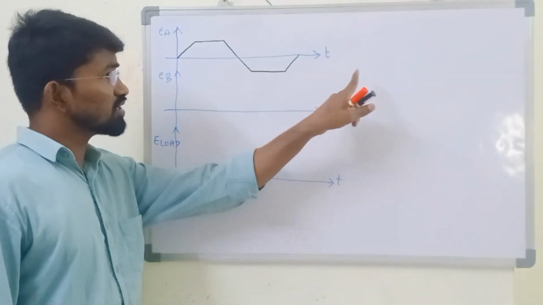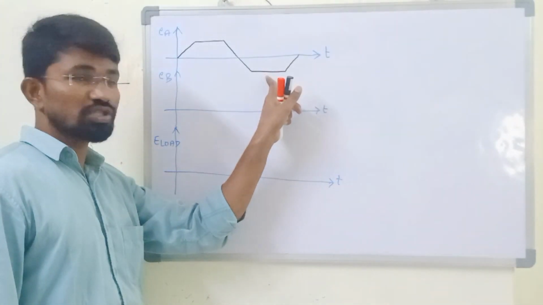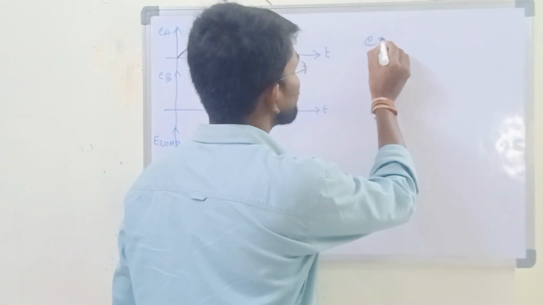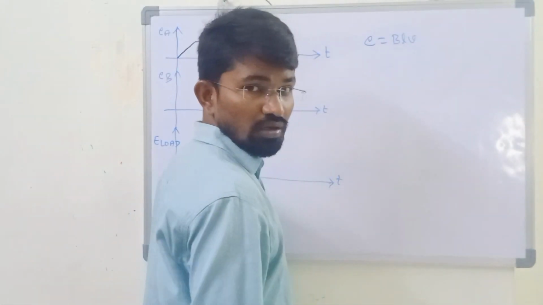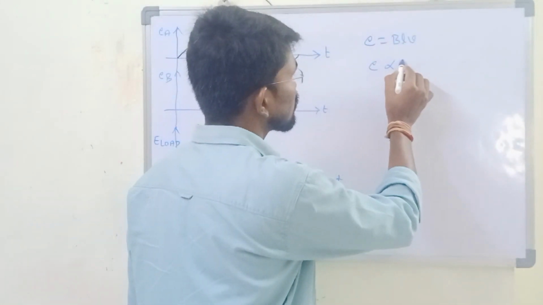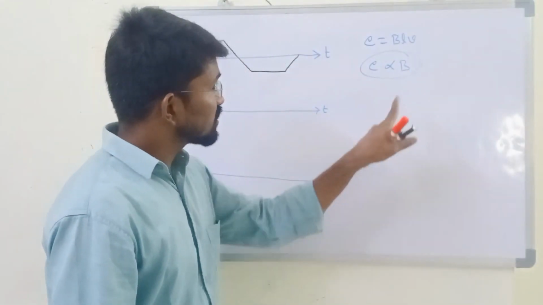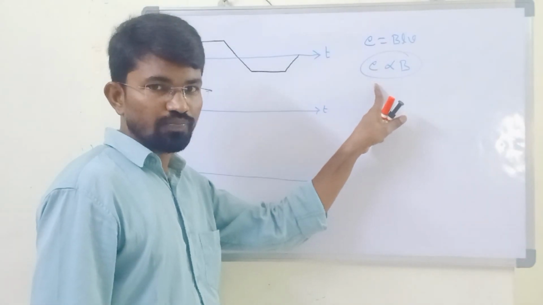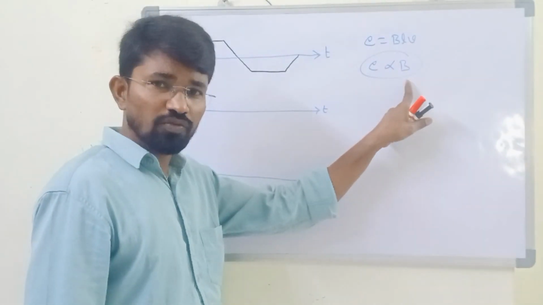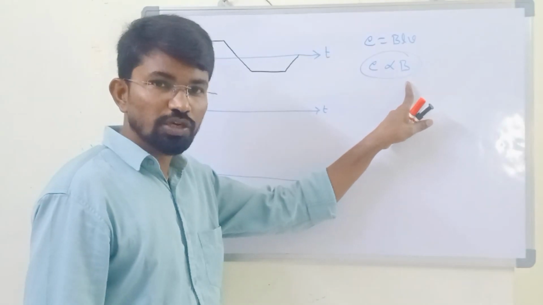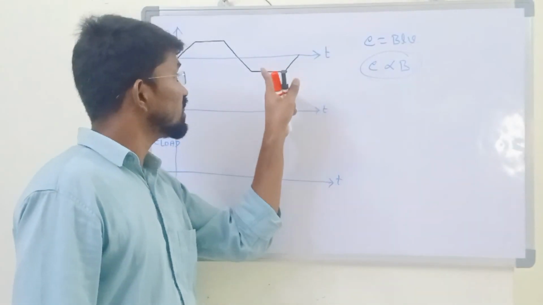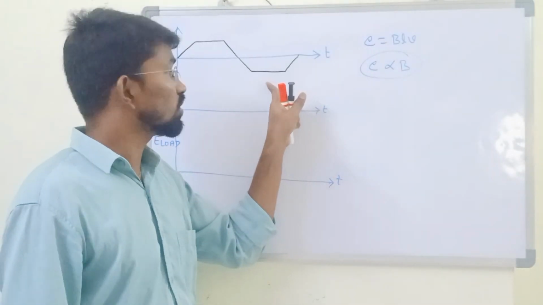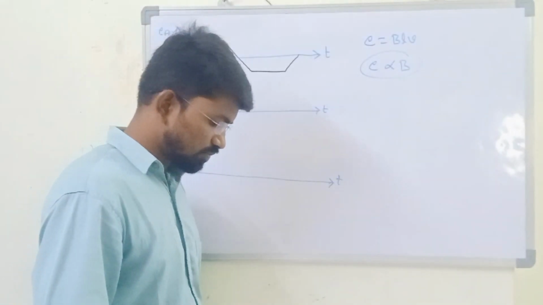And as the flux is a flat topped waveform, the dynamically induced EMF is also a flat topped waveform. Why? Because we know dynamically induced EMF means E equals BLV. From this I can write E is directly proportional to flux. Yes or no? As this flux is a flat topped waveform, this induced EMF is also a flat topped waveform. And why is this flux a flat topped wave? Due to the presence of the arc shaped pole shoe. And what is the advantage of this flat topped wave? More average voltage can be produced, therefore higher output voltages are possible.